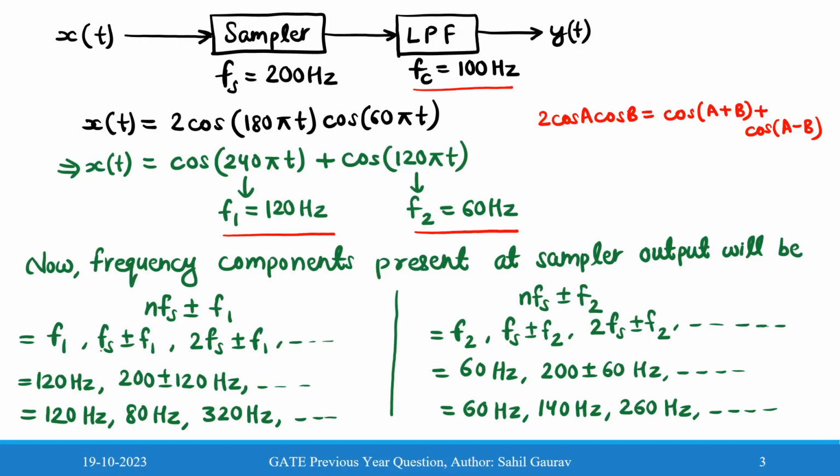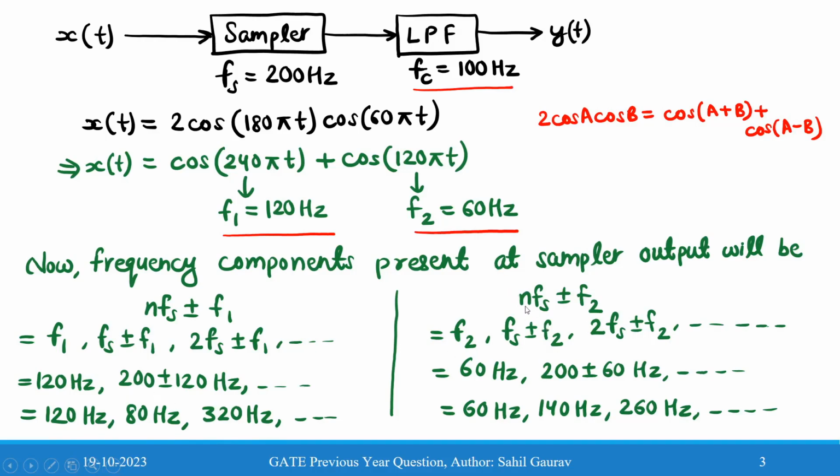For the first component, the frequencies will be n fs plus or minus f1, that is fs plus or minus f1, 2fs plus or minus f1, giving 120 hertz, and 200 plus or minus 120 hertz. We are not calculating beyond this because the cutoff frequency of the low pass filter is 100 hertz, and anything beyond 200 plus or minus 120 hertz will be more than 100 hertz anyway. Therefore the frequency components present at the sampler output are 120 hertz, 80 hertz, and 320 hertz.